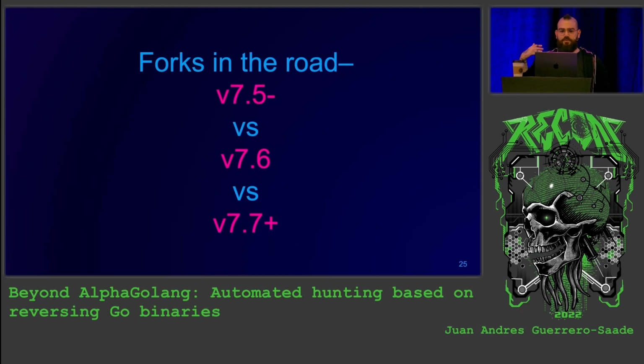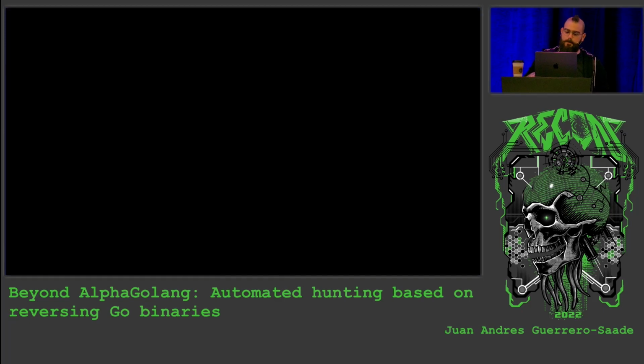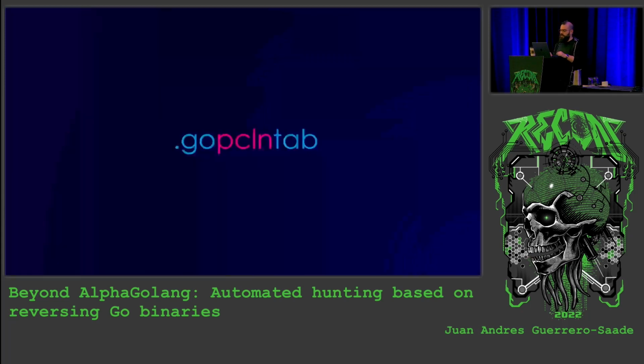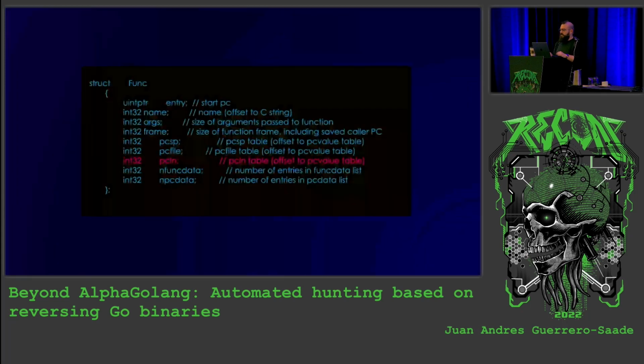So we're going to deal with all those things as we go along. So 7.5 or below. What's the real issue? When somebody strips a Go binary, what gets removed is a segment called Go PCLN tab. It's a really important part of how a Go binary is built and contains a lot of the information that you want.